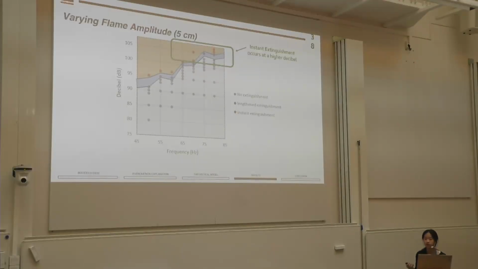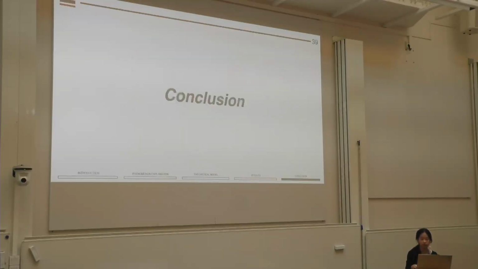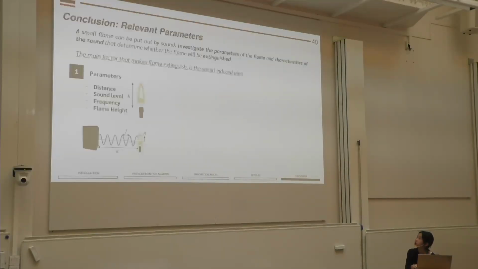So as we can see, instant extinguishment occurs at a higher decibel because the flame amplitude, the flame height, when higher, has more combustion rate, therefore making it harder for the cooling rate to exceed the combustion rate. Now for our conclusion.